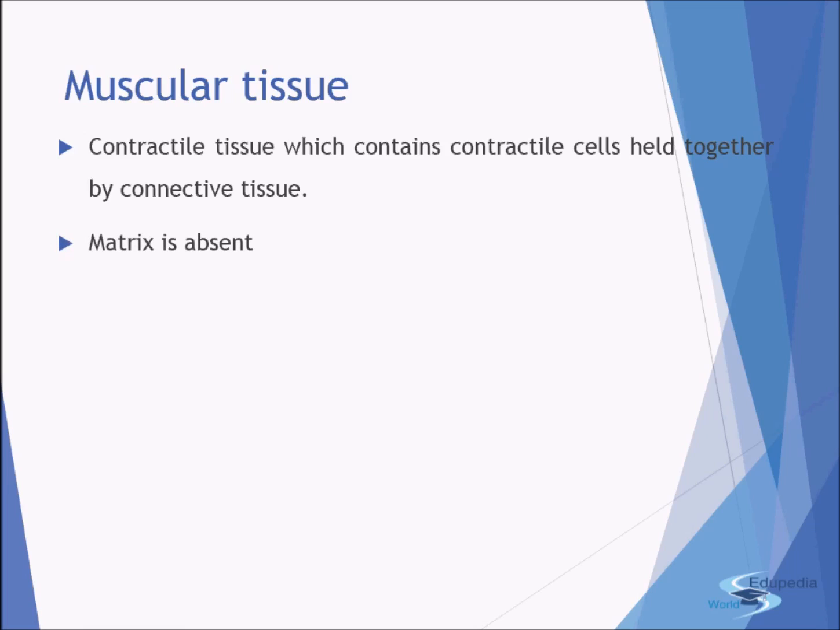Now, one thing to be noted here is that the matrix, as is present in other tissues, is absent. In the muscular tissue you are not going to find any matrix. The cells are elongated. They are a bit longitudinal in shape, as we are going to see in the further sections. The cells are known as the muscle fibers.